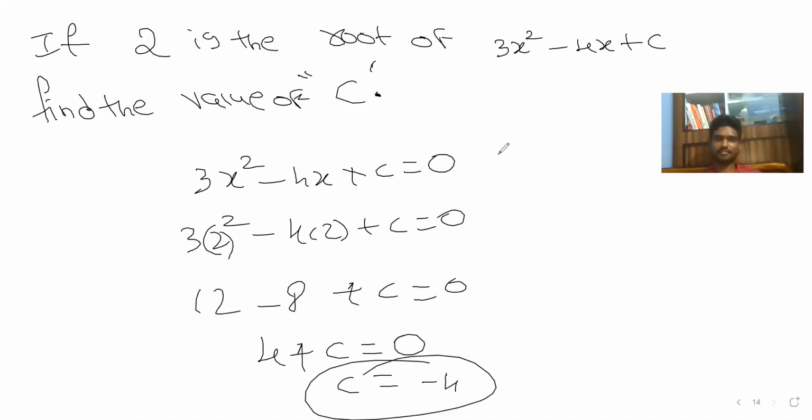So minus 4 is the answer. The root means just you have to substitute and get that. This is pretty simple, right? Like this also they will ask. Remember, I did this in 9th grade only. Don't worry, you get the different types in the next chapter.